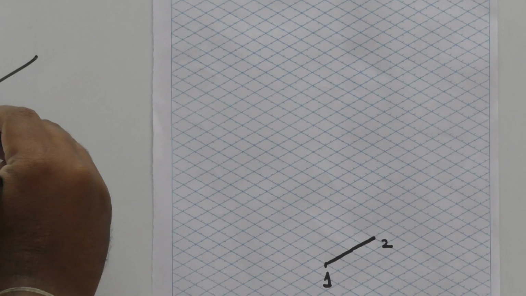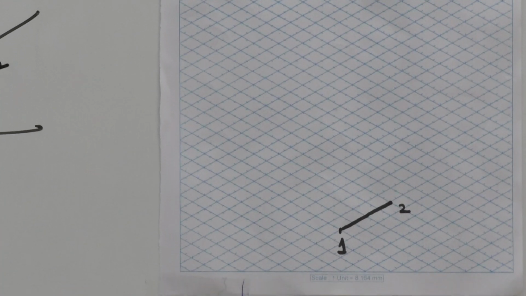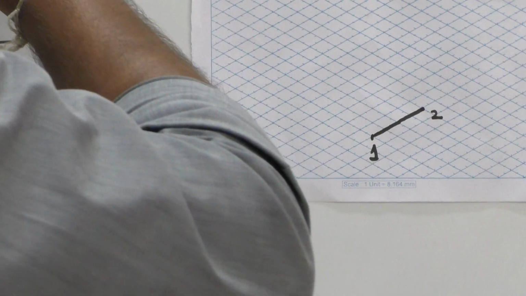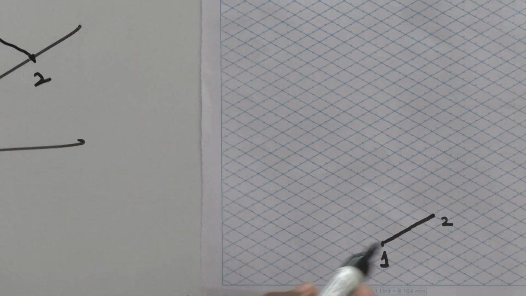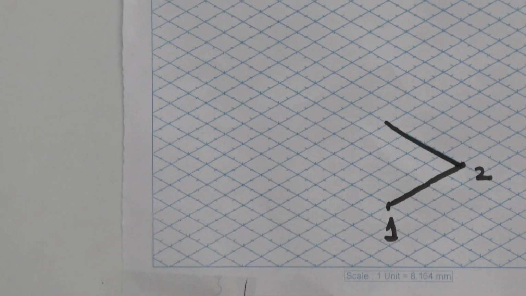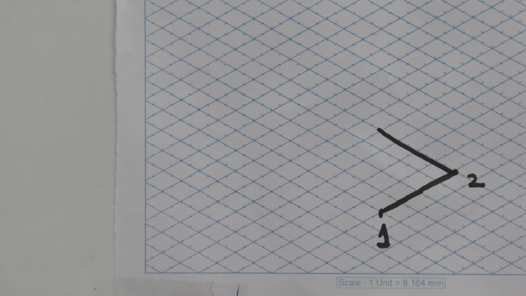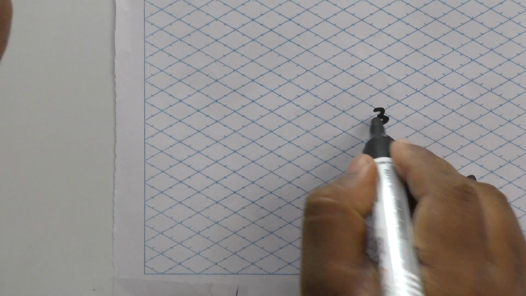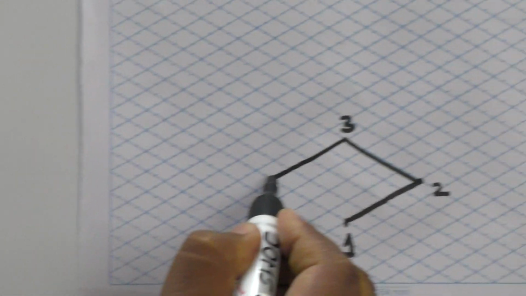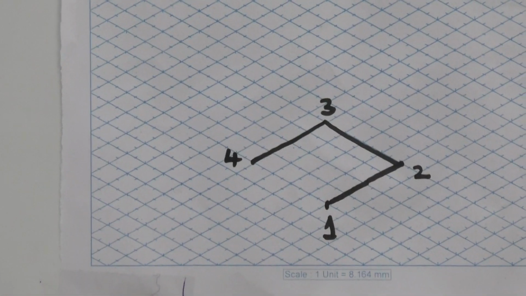Similarly, from 2 to 3, it is also 40 millimeters, and I have to take along this direction. So 4 units. Here in the iso sheet it will be 1, 2, 3 and 4. This is the third corner, so I will name this corner 3. Similarly, you have to measure the dimension 3 to 4, and it is also 4 units. So it is 1, 2, 3, 4. So mark the fourth corner. I will call this 4.